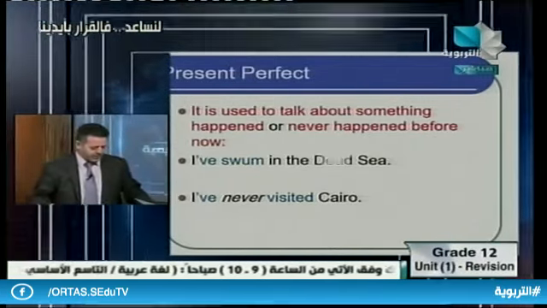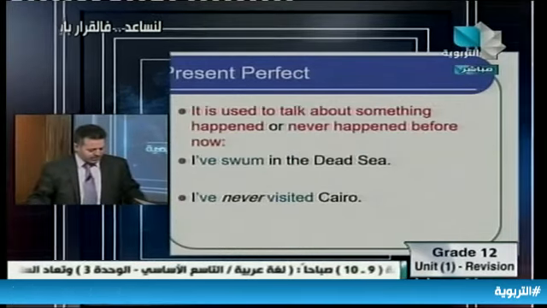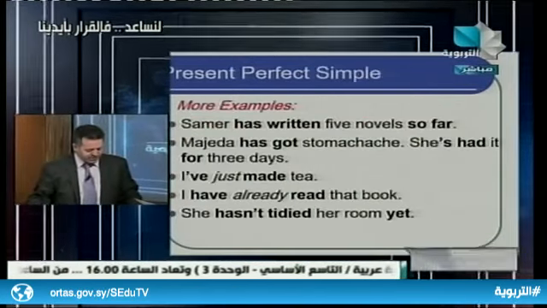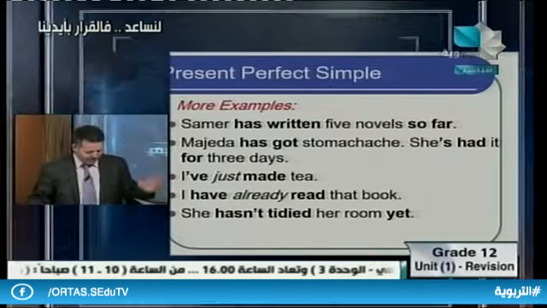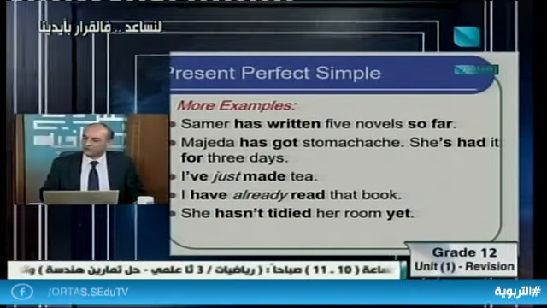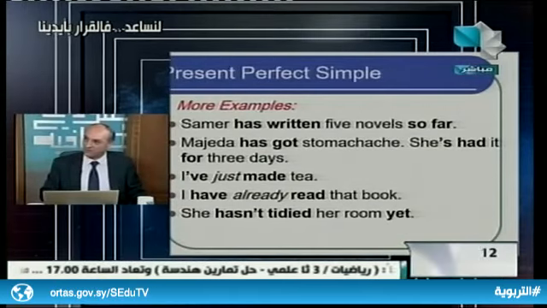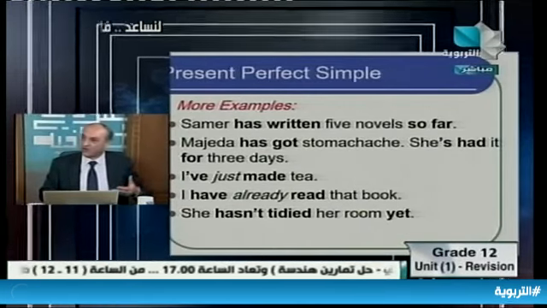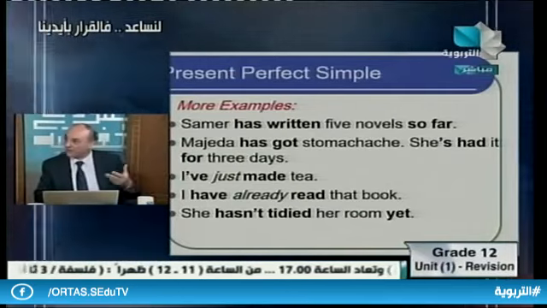What else? More examples of the present perfect. Summer has written 5 novels so far. Here we have from the past. So far means till now. Here we use so far to express the repetition of an action before now, to say how many times from the past till now the action happened.